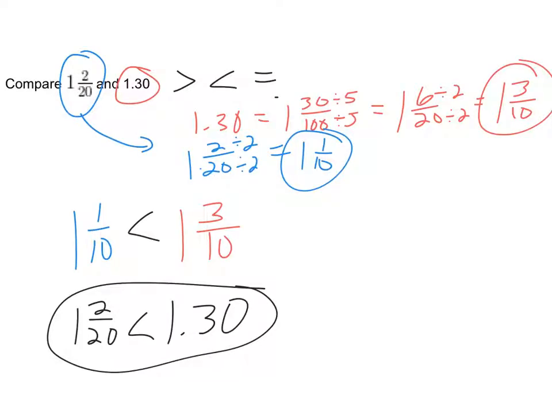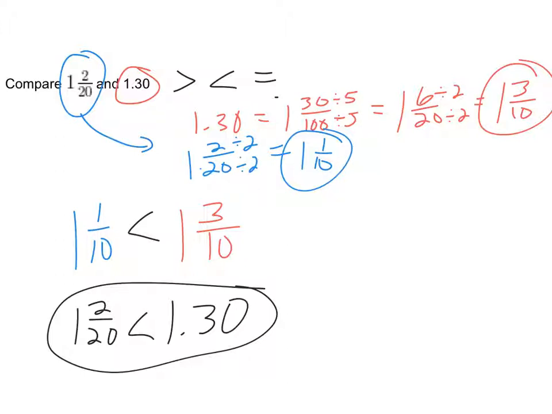Alright, so here we go. The first thing I did is I took 1.3 and I turned it into a fraction of 1 and 30 over 100. I noticed that 30 over 100, I could divide the top and the bottom by 5, so I got 1 and 6/20. Divide both top and bottom by 2 again, and I get 1 and 3/10. Then I took a look at 1 and 2 over 20. 2 over 20, I can take out a 2 from the top and the bottom, so that's what I did. So I took 1 and 2/20 and turned it into 1 and 1/10.